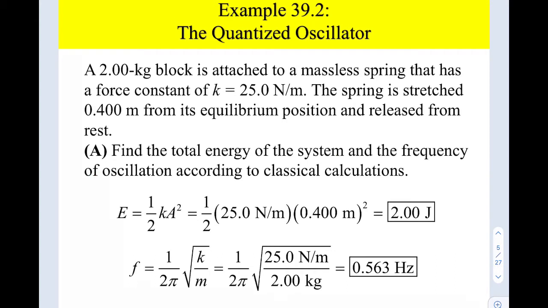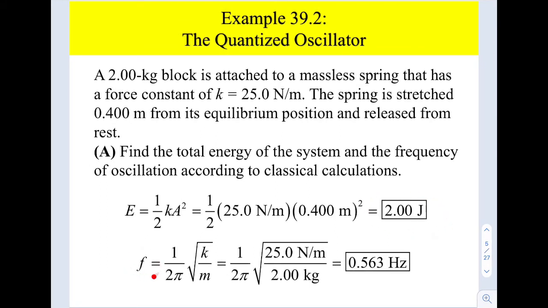Find the total energy of the system and the frequency of oscillation according to the classical calculation. So what is classical calculation? Whatever we've learned before this is considered classical oscillation, or classical method, or classical physics. So E is equivalent to half K A squared. Right? This is the amount of it.